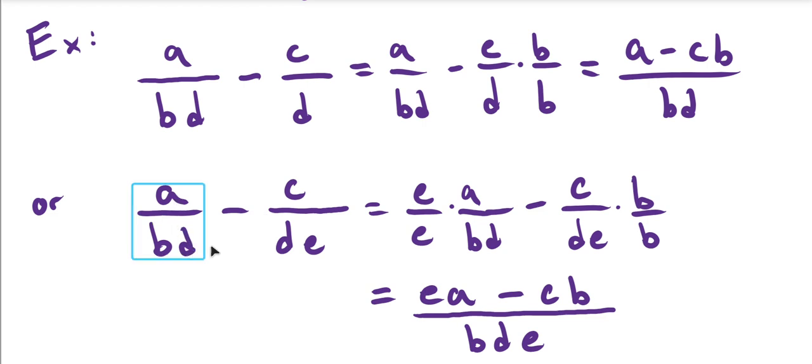Here's another example of that. If I had a over bd minus c over de, okay, well, they have a matching d in them. Both of the denominators have a d, but this one's missing a b, and this one is missing an e. So I just put them there by multiplying by this very creative version of 1. E over e times this guy here, b over b times this guy here, and then we get all the letters in the denominators that we need. We get d, e, and b, we get d, e, and b, so we can just take the difference now. This is going to be e times a minus c times b over the common bde.